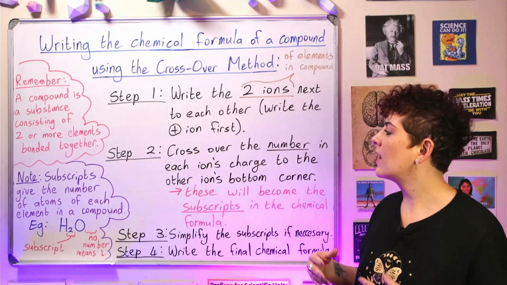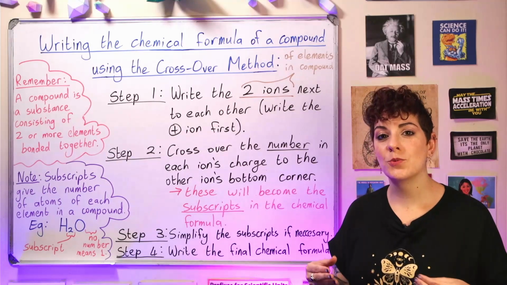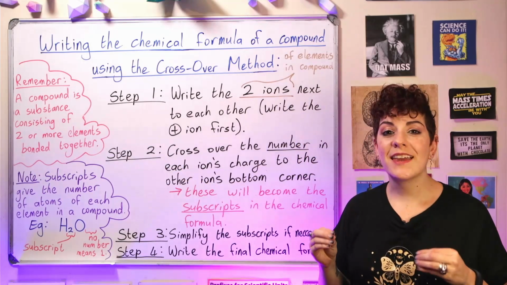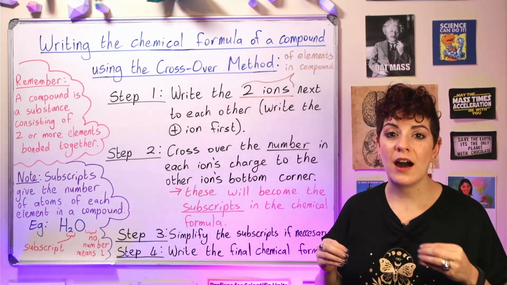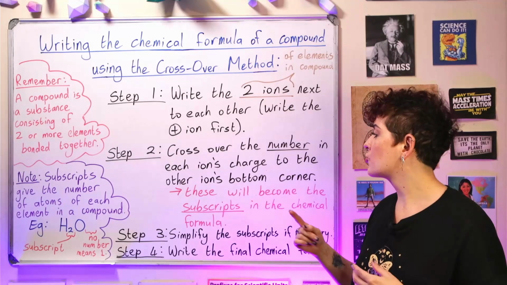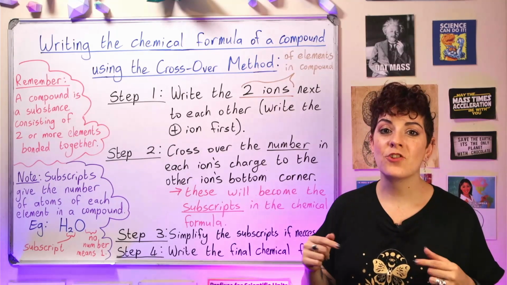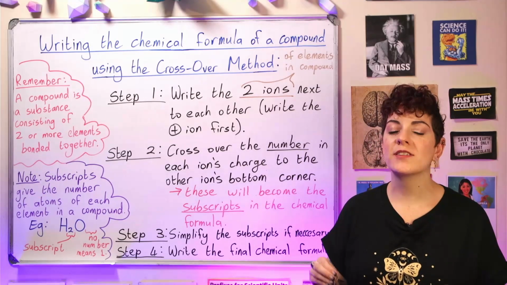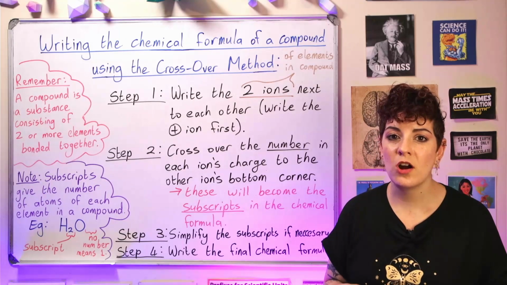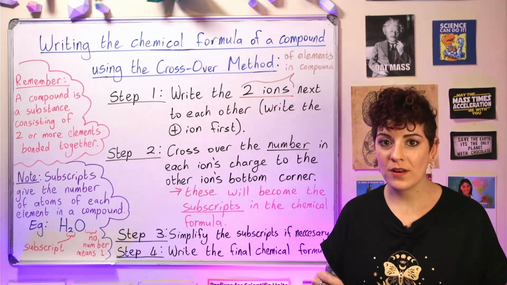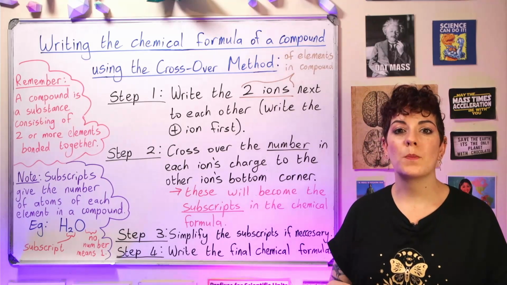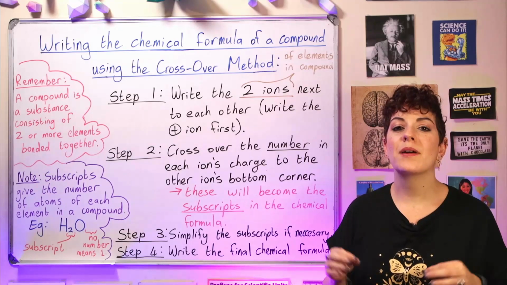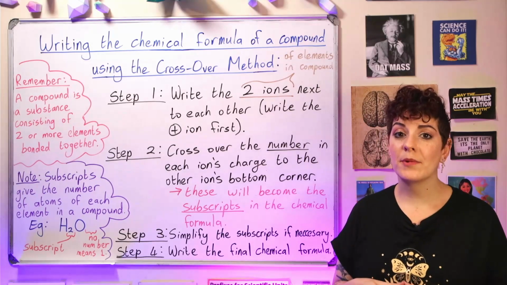So after you have written the ion formulae next to each other, in step 2 you take the numbers in each ion's charge and you cross them over to the other ion's bottom corner. You don't cross over the sign, just the number in each ion's charge to the other ion's corner. Now, these numbers that were part of the charges, the numbers that you cross over, are going to become subscripts in your chemical formula.